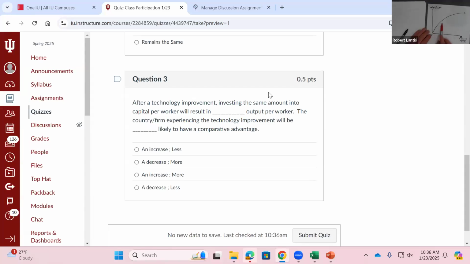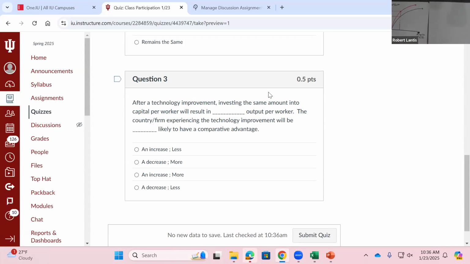Well, in the same amount of investment, I should be able to get more or less. More. I now have the same investment, but my workers have more technology available to them. So we had this increase in that per worker production function. So the amount of output I'm getting from the same level of investment has done what? Increased.